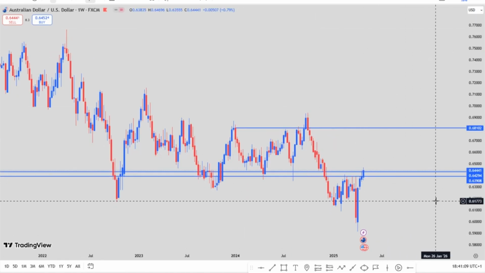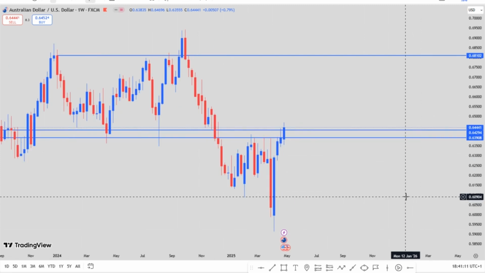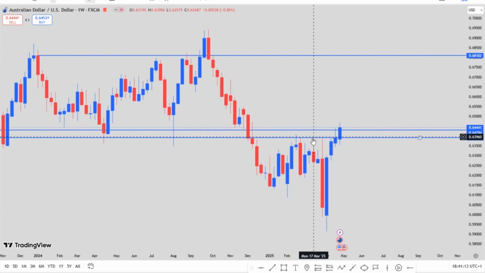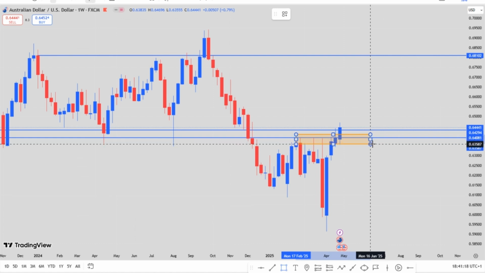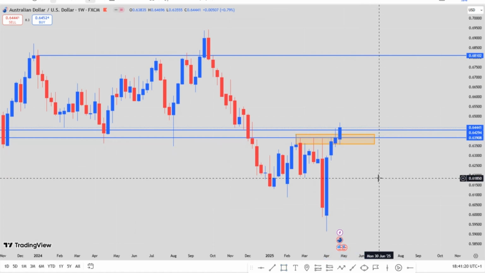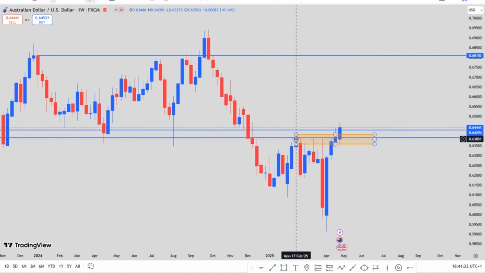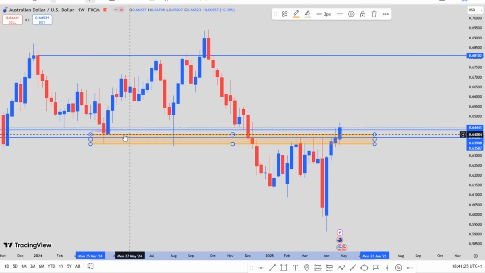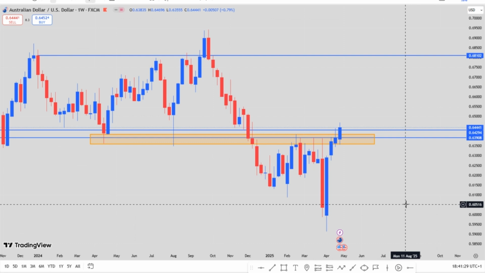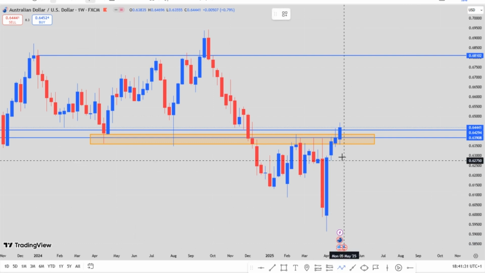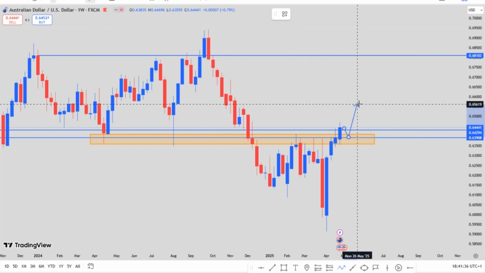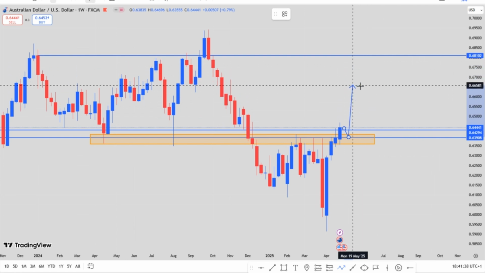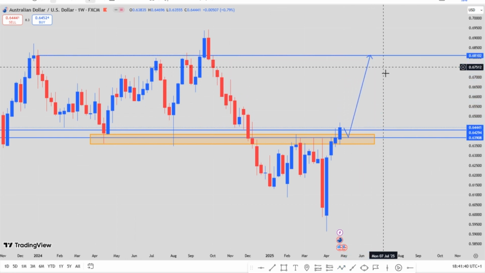Australia USD. On my weekly chart, Australia USD converted this resistance level into a support level, and also converted this resistance level into a support level. Now, what we expect this week is for price to test this level before we see price resumption for the Australia USD, because we expect price to move to this resistance level in the coming weeks.